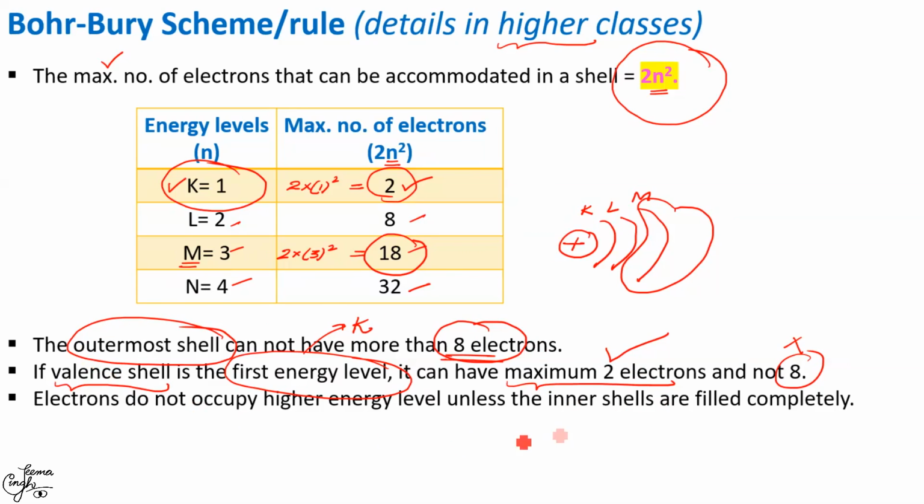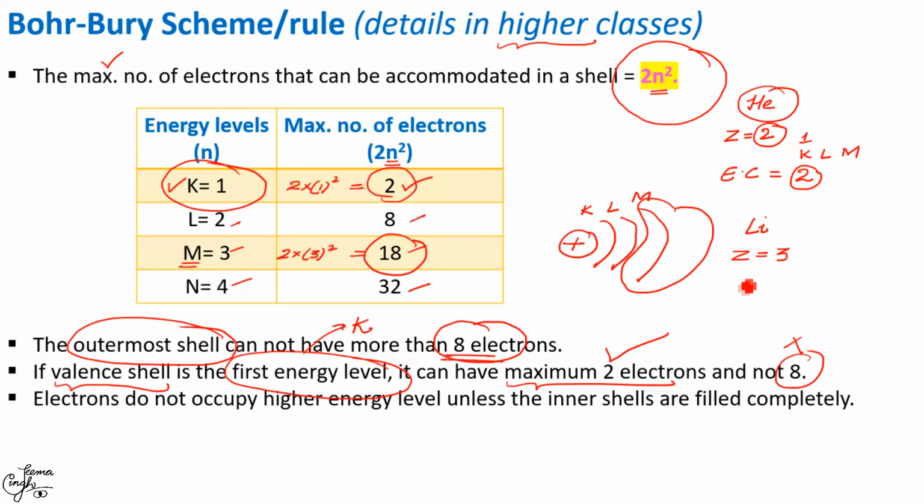Let me explain this point with the help of an example again. Suppose we have the element helium. The atomic number for helium is 2. So if I have to write its electronic configuration according to the Bohr-Bury scheme, let me write the shells like this. Since it has 2 electrons and K can have a maximum of 2 electrons, I put 2 here. Now 2 electrons in the valence shell, which also happens to be the first energy level, makes helium quite stable, that means unreactive.